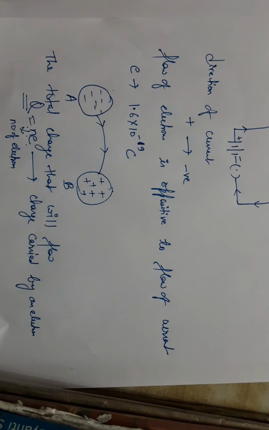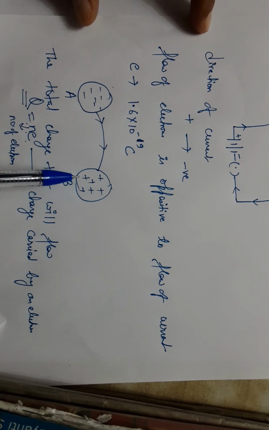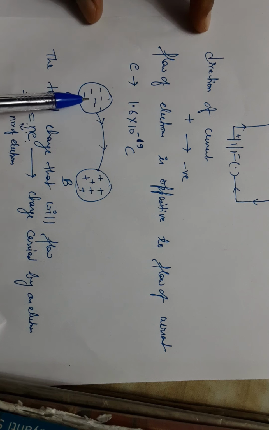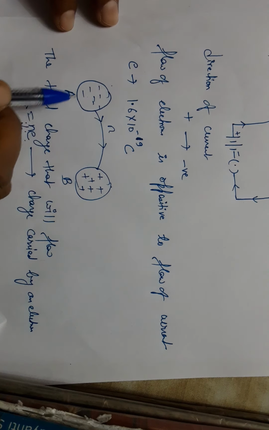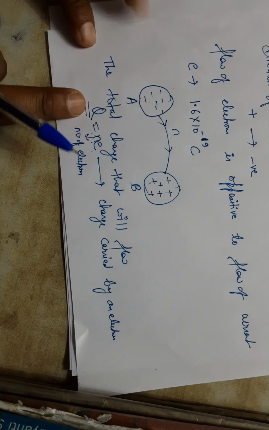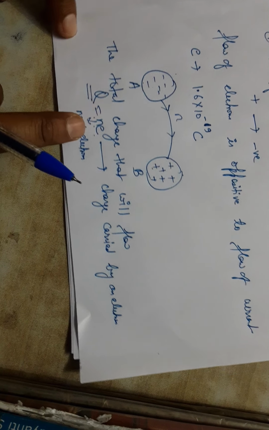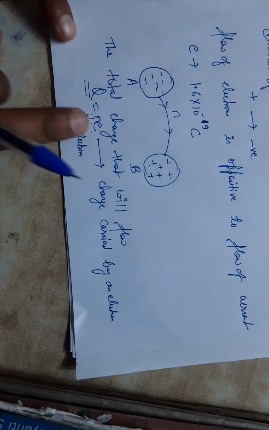Thus, again, consider two bodies A and B, one of which carries a negative charge or has excess of electrons and the other one has deficit of electrons. If we connect these two bodies, electrons will flow from body A to body B. Let's say n electrons flow from body A to body B, then the total charge, denoted by Q, is given by Q equals Ne, where n is the number of electrons and e is the charge carried by an electron.